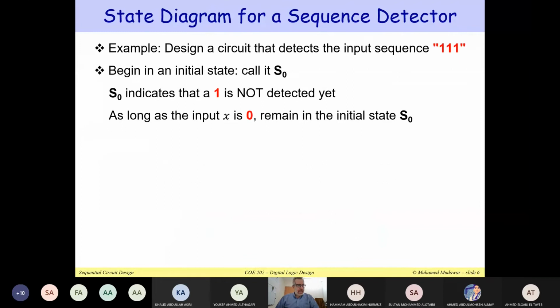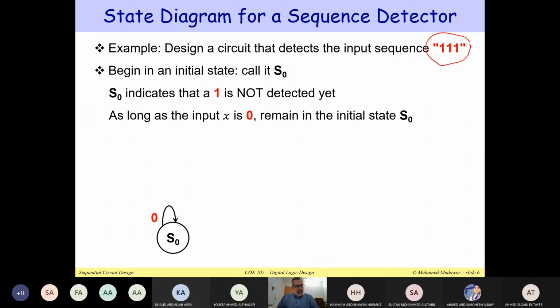So let us take a look at this specific example. I would like to design a circuit that detects the input sequence 1, 1, 1. So I would like to detect 3 ones in my input. Initially, when we reset the circuit, we did not detect anything, so we must start in some initial state, and this initial state is called S0. S0 indicates the fact that we did not detect anything yet, so we are still waiting to detect the first one. It means that as long as the input X is 0, we remain in this initial state S0.